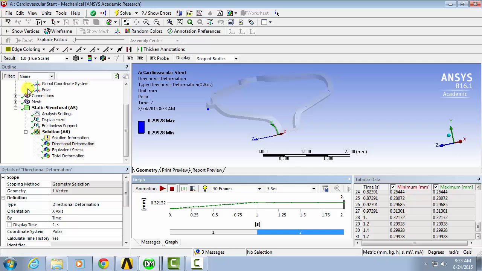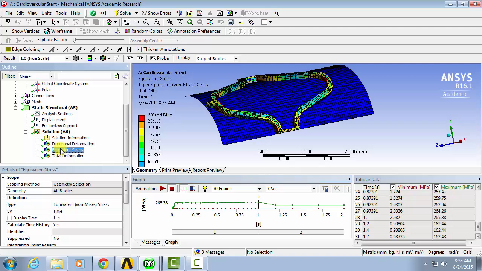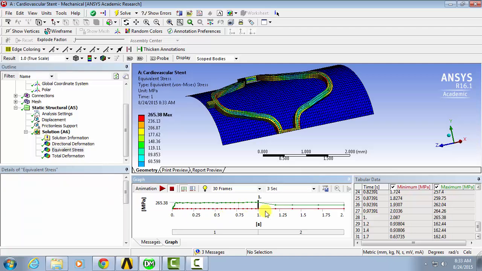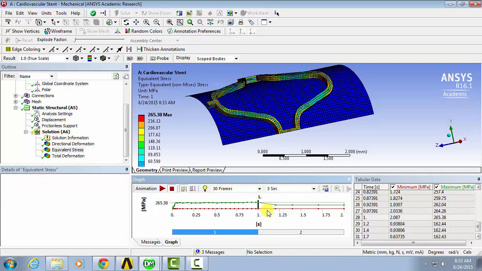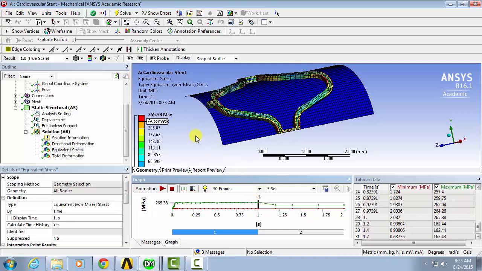We can also evaluate the peak stress as measured in the equivalent stress by retrieving the result at time equals 1. And we see we have a stress of 265.38 megapascals.